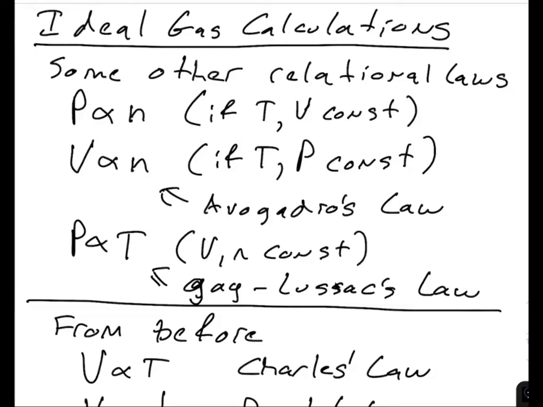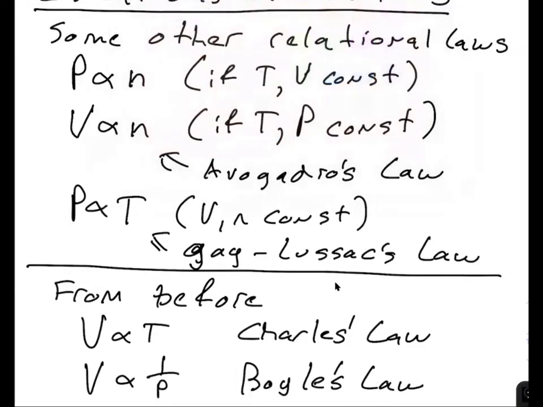So there's a few other relational laws. Pressure is directly proportional to moles, and volume is directly proportional to moles of gas. The second one's called Avogadro's law. Most of these can be covered under a combined gas law that we talked about last time, and also pressure directly proportional to temperature, which is Gay-Lussac's law. And again, all these could be covered under the combined gas law.